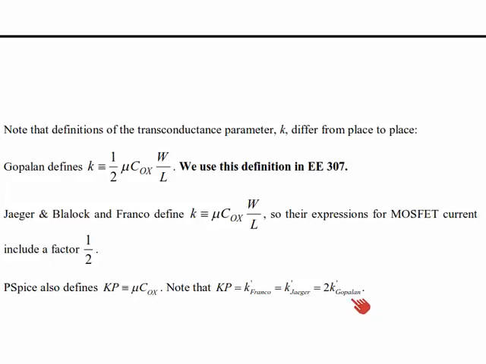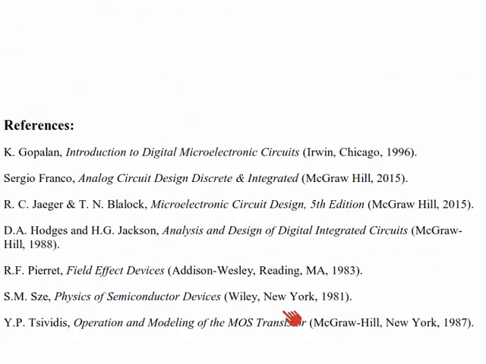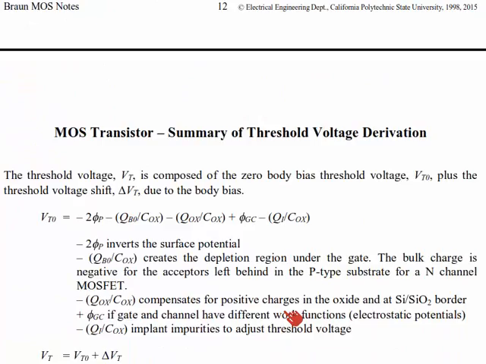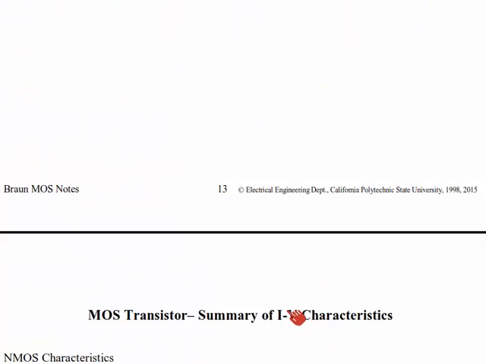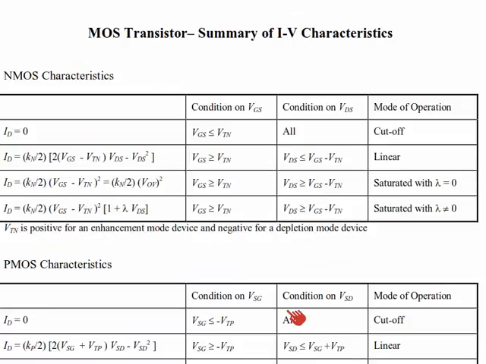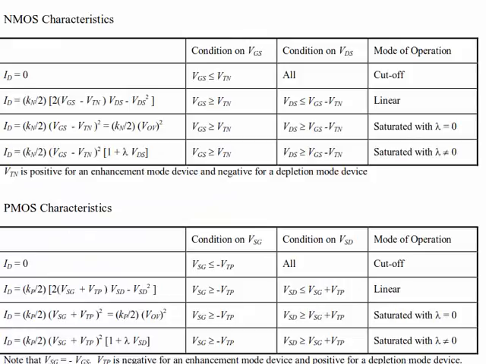There are some comments in your handout about the definitions of K with the 1/2 in Gopalan, or K without the 1/2 in Jaeger, Blalock and Franco. PSpice and SPICE define a parameter Kp equal to mu Cox, equal to K prime in Franco, K prime in Jaeger, and twice K prime in Gopalan. So depending on which textbook you use, you need to either multiply or divide by a factor of 2. There are some references in your handout, and then a summary of both the threshold voltage and the transistor current-voltage characteristics, for both NMOS and PMOS transistors.